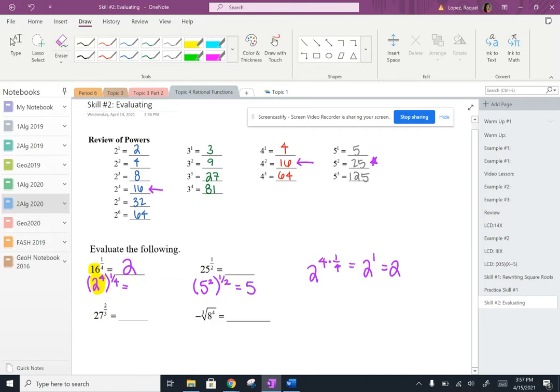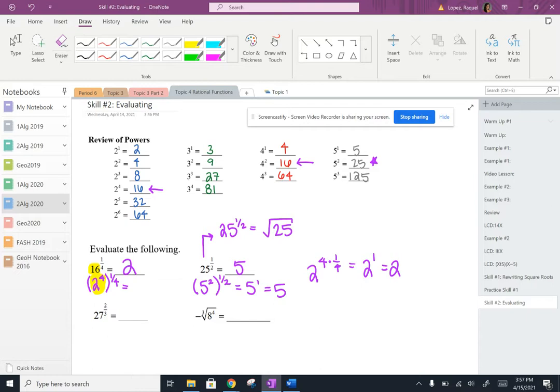Well, 2 times 1/2 is just going to be 1. So this is the same thing as saying 5 to the first power. 5 to the first power is just 5. So 25 to the 1/2 is just 5. You might have also remembered that I can rewrite 25 to the 1/2 as the square root of 25. Anytime you've got a number being raised to the power of 1/2, we're taking the square root.